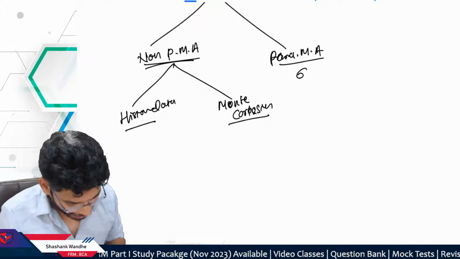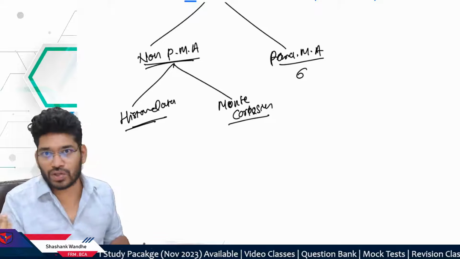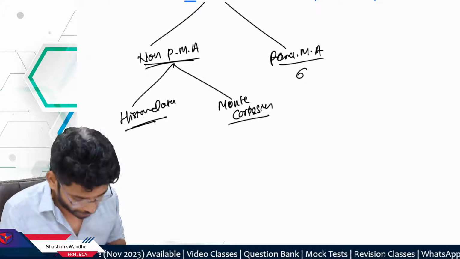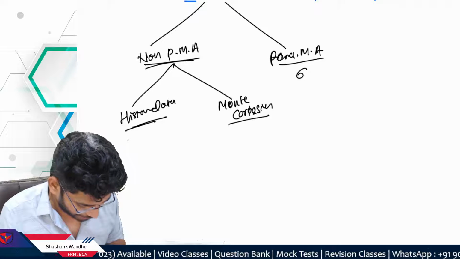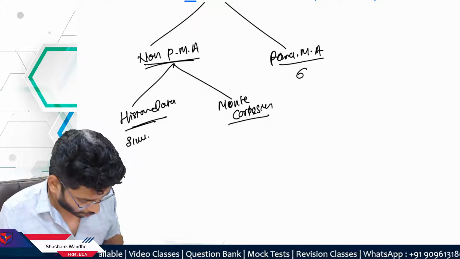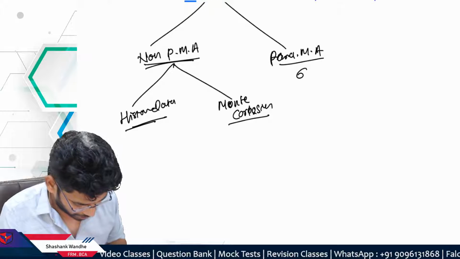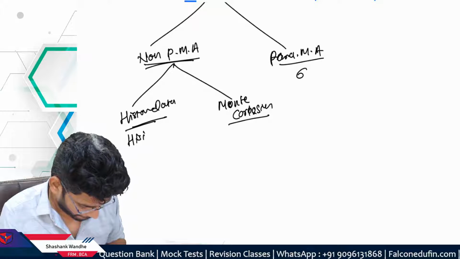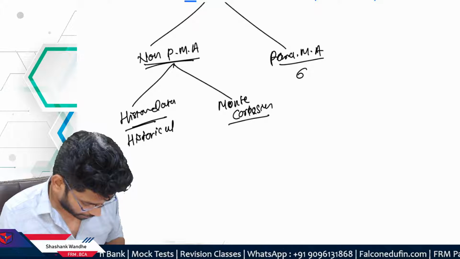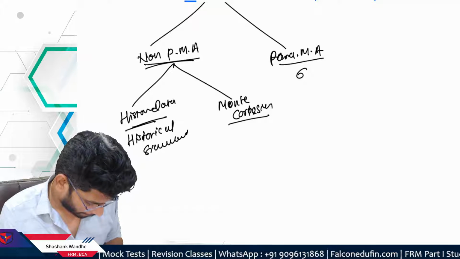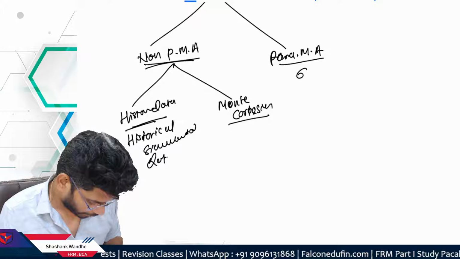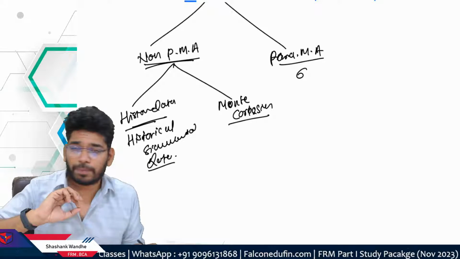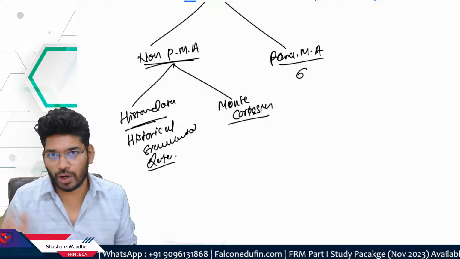Now in historical data, we can directly use the pure historical data, take the previous 100 days observation and calculate value at risk. This is one approach. Second approach is to use simulated data. Historical data means you take pure observations of the past 100 days and you go ahead with that.